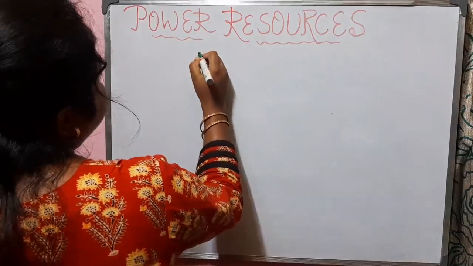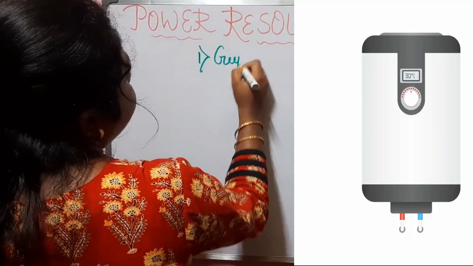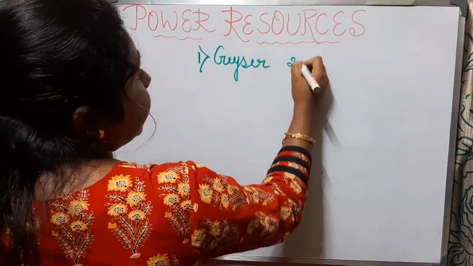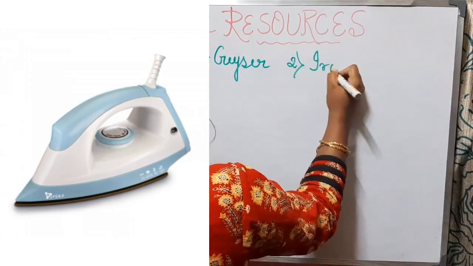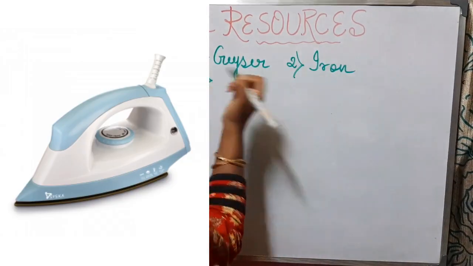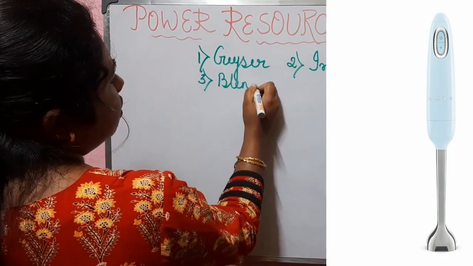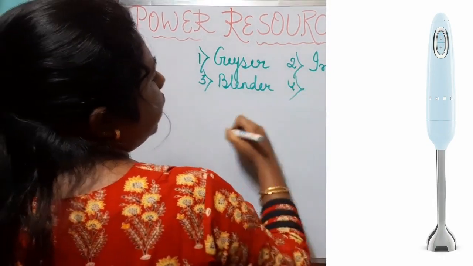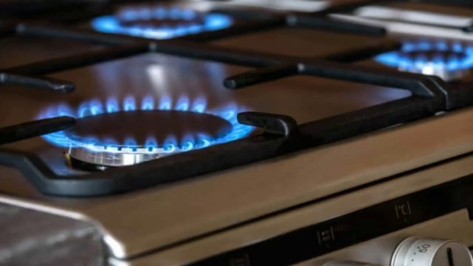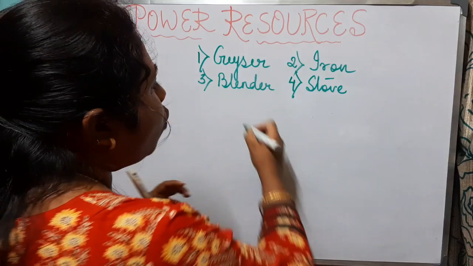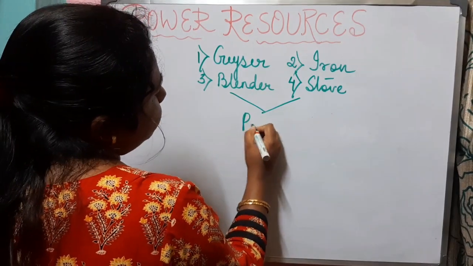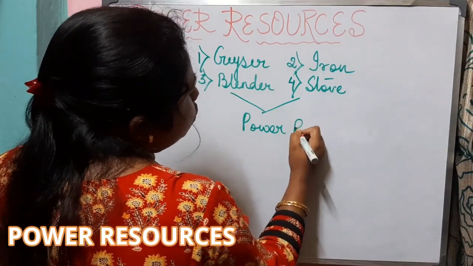So here in the story, we heard about some electronic gadgets. First, we heard about the geyser. Second, the iron. Third, the blender. Fourth, the stove. So, geyser, iron, blender, stove, what are these? These are power resources.